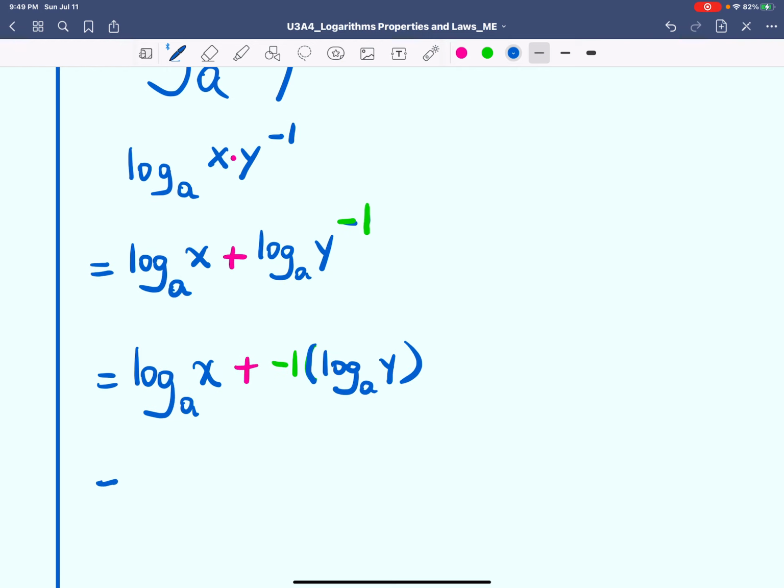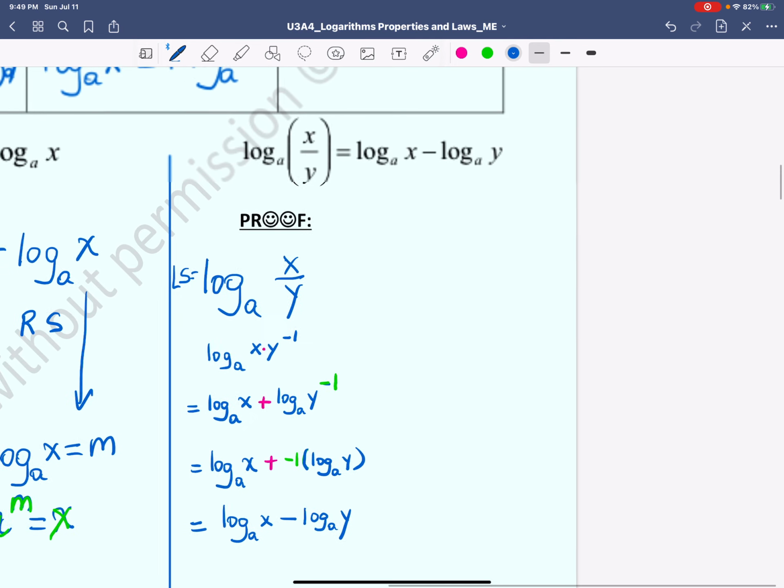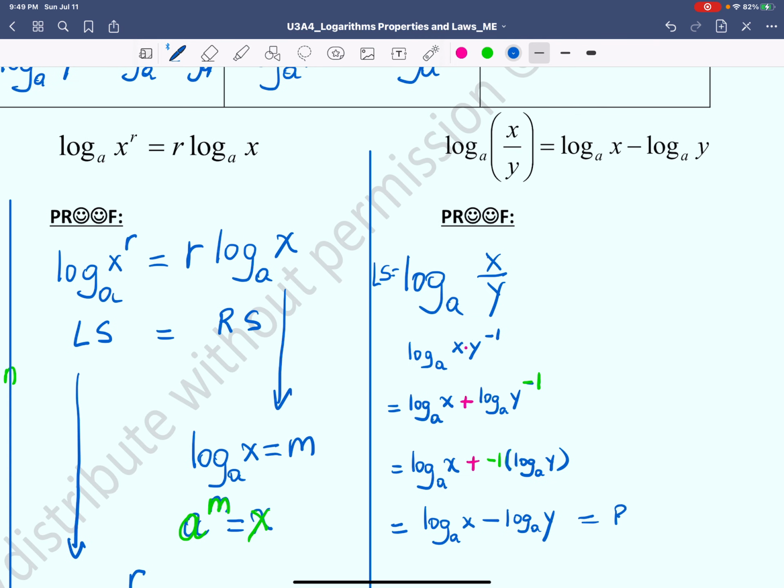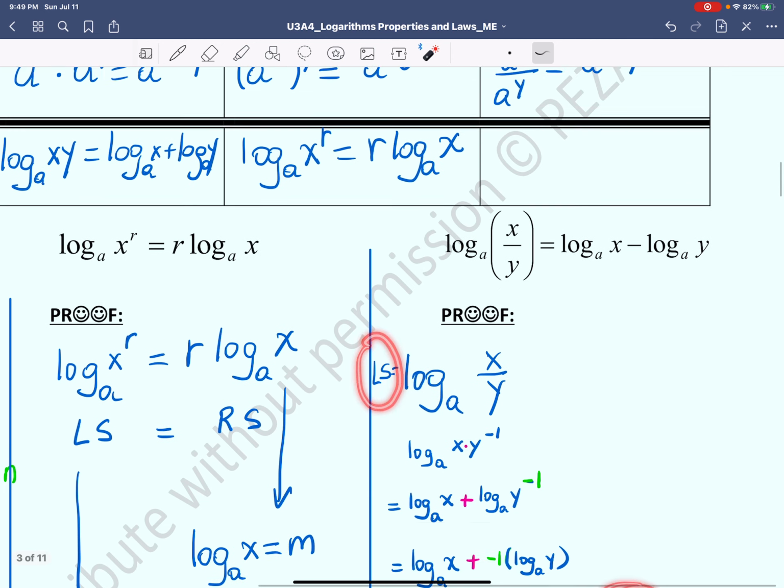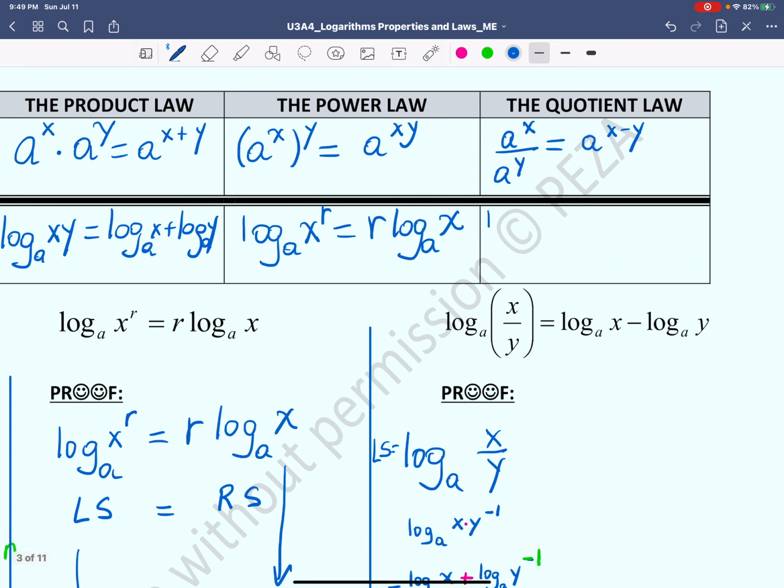So we have arrived to the end. We have log with base a of x minus log with base a of y. So this equals the right side. So see, we started on the left side and arrived to the right side. So we're going to say that log with base a of x over y equals log base a x minus log with base a of y.